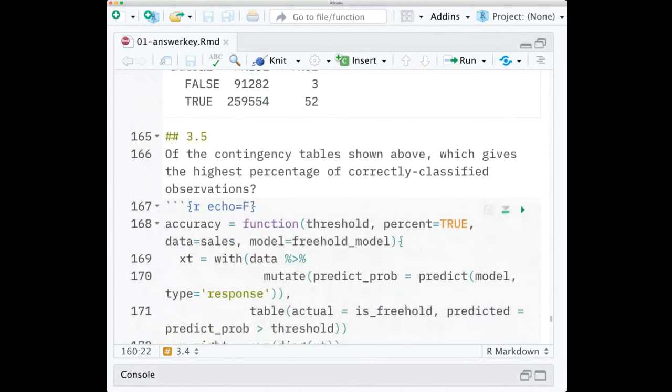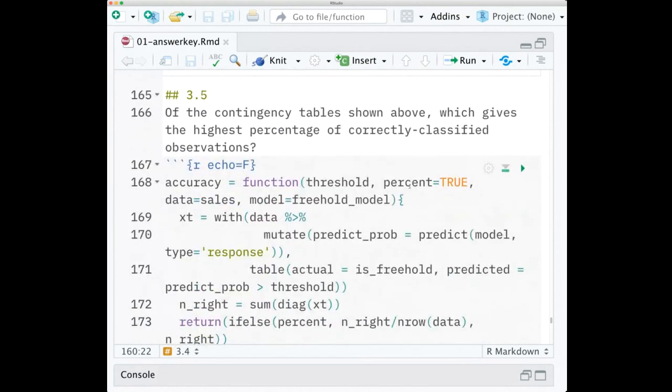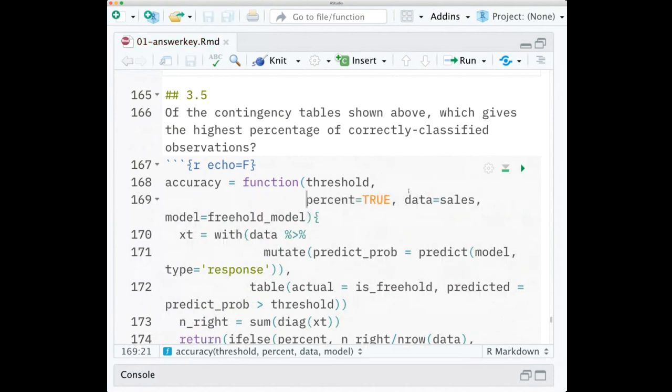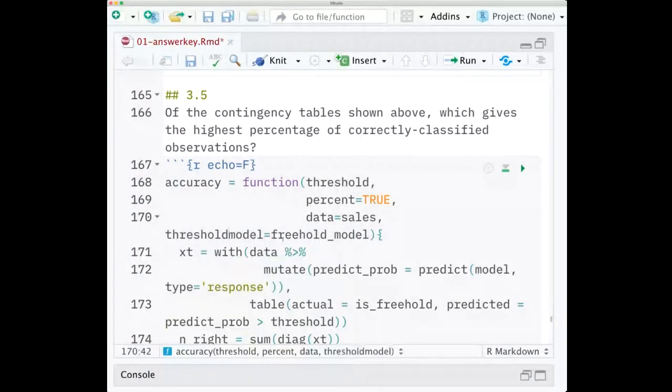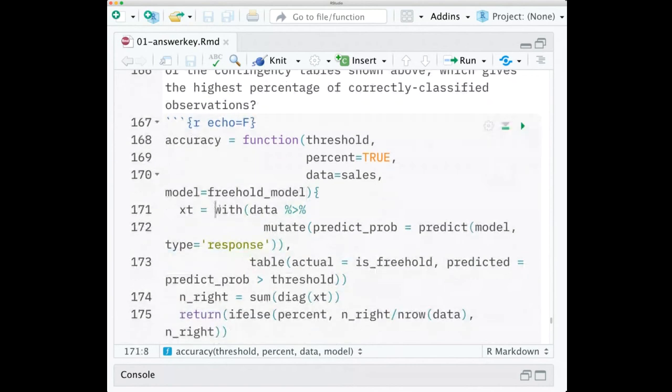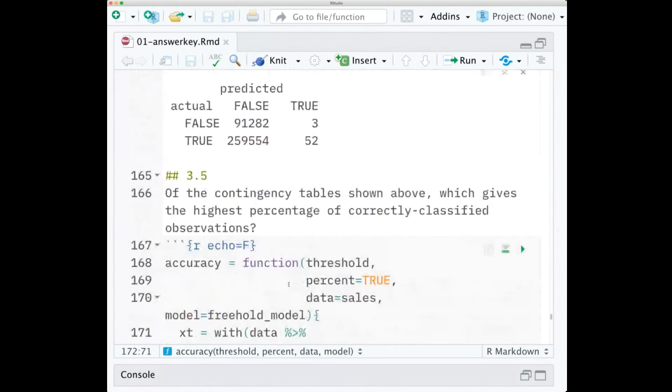3.5 of the contingency tables shown above, which gives the highest percentage of correctly classified observations. So here I'm doing this by writing my own function because I find this to be an easier way to do this, but you might not find it to be that easy, so that's okay if you did this in an alternative fashion. What I'm doing here is I'm taking the pattern of adding a column on and computing the table that I've done before, and then I'm getting the sum of the diagonal, and then I'm returning the percent, or I'm returning the count, depending on whether or not the percent argument is true.